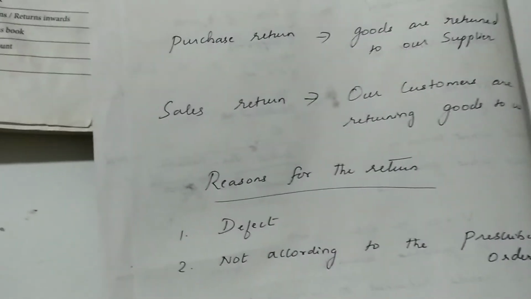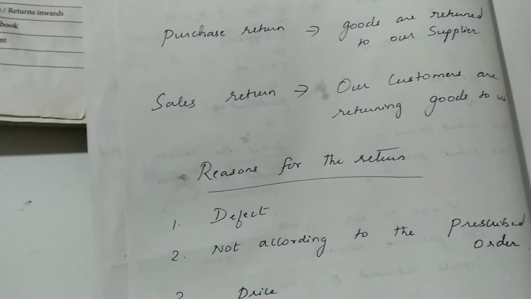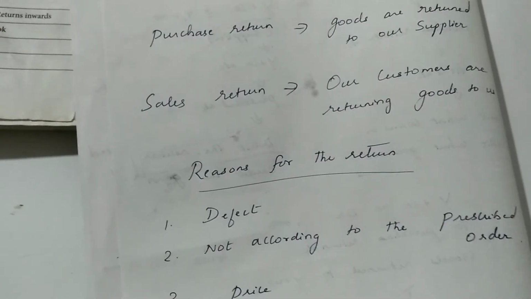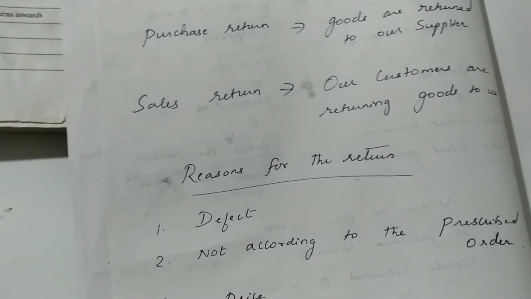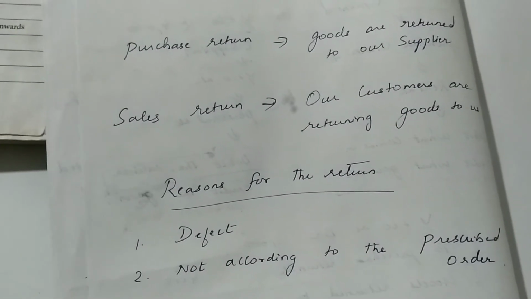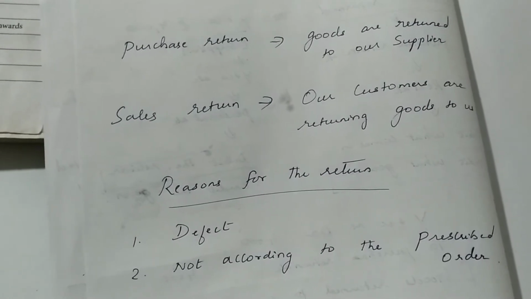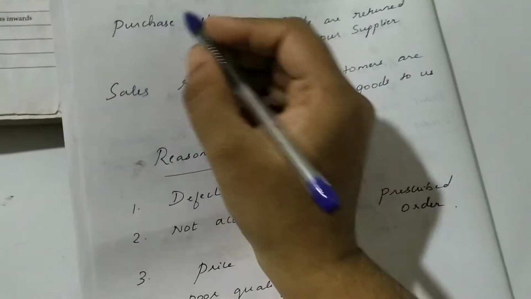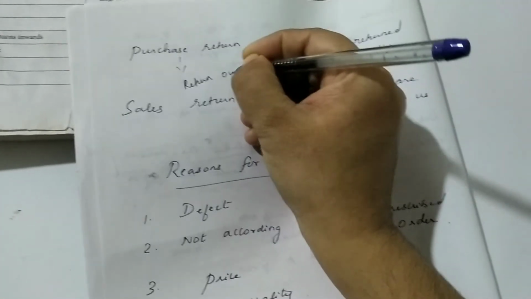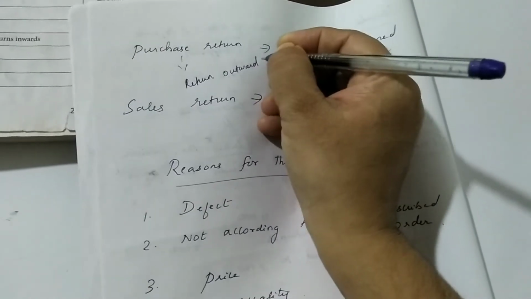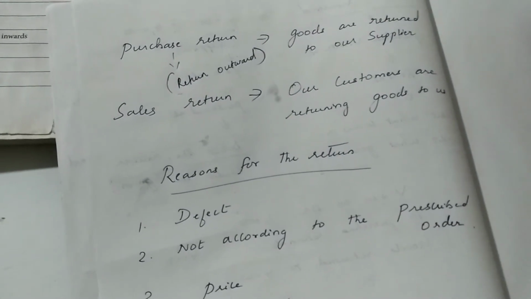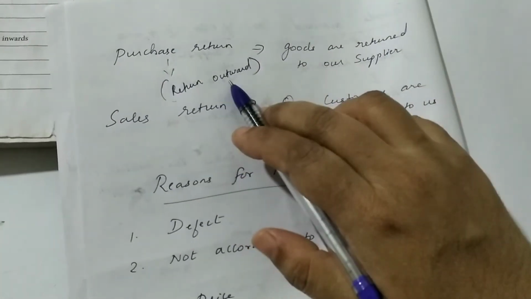So you may get a better product from another supplier. So you want to return these goods back. It can be anything. These are some of the reasons for return. Right? So purchase return is nothing but goods are returned to our supplier. There is another name for purchase return. Return outward. Other name for purchase return is return outward. It is going out of the business. Purchase return is otherwise called as return outward.